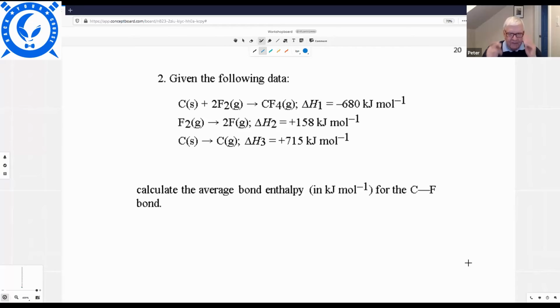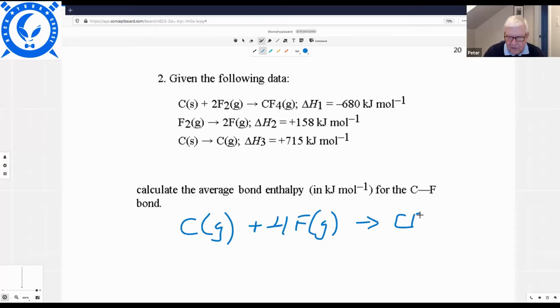So when we're talking about the average bond enthalpy for a C-F bond, one plausible reaction would be C as a gas reacting with 4 fluorine atoms as a gas, to form CF4 as a gas. This is simply looking at the data that you're given. Whenever you calculate bond enthalpies, you have to be calculating species in the gaseous phase. So this is the equation that you want, because the delta H for this corresponds to the formation of 4 carbon-fluorine bonds. So the average bond enthalpy of a carbon-fluorine bond will be this delta H divided by 4.